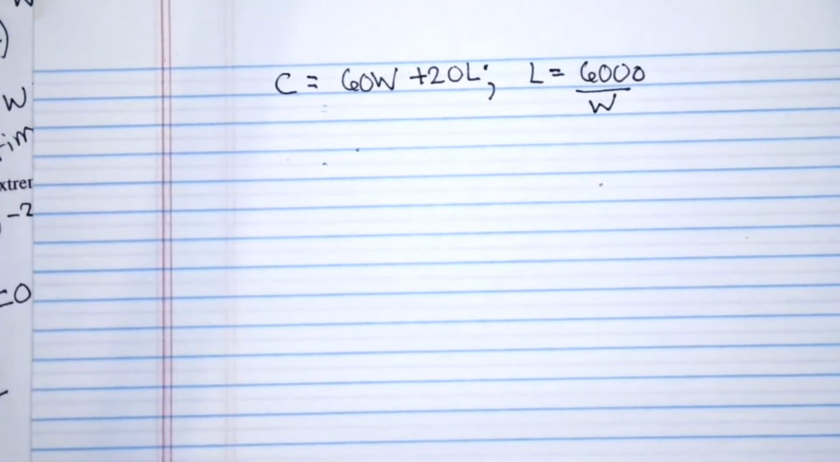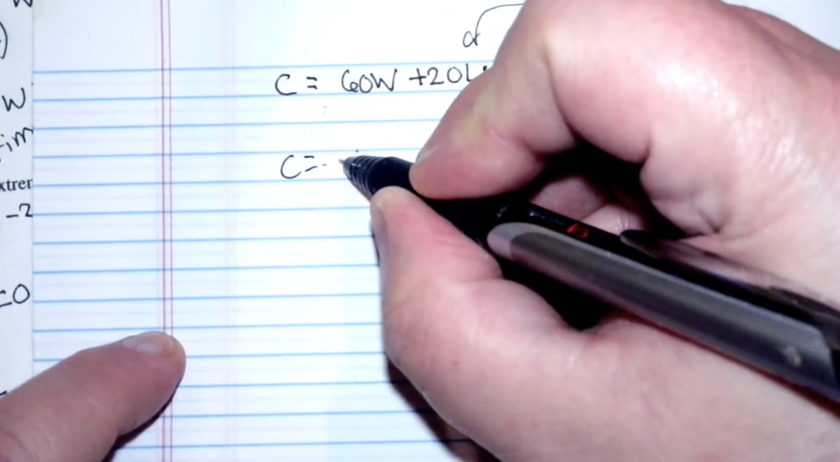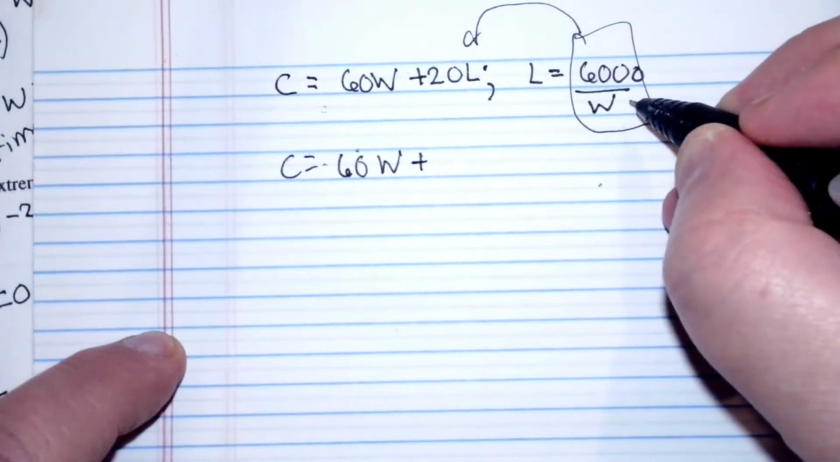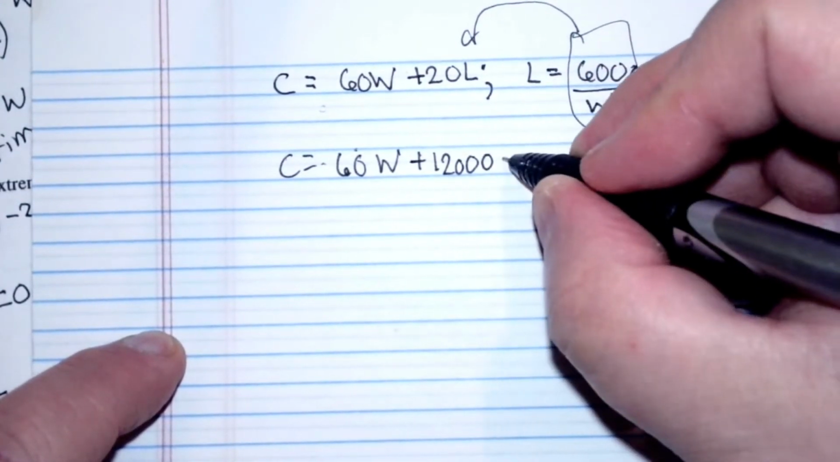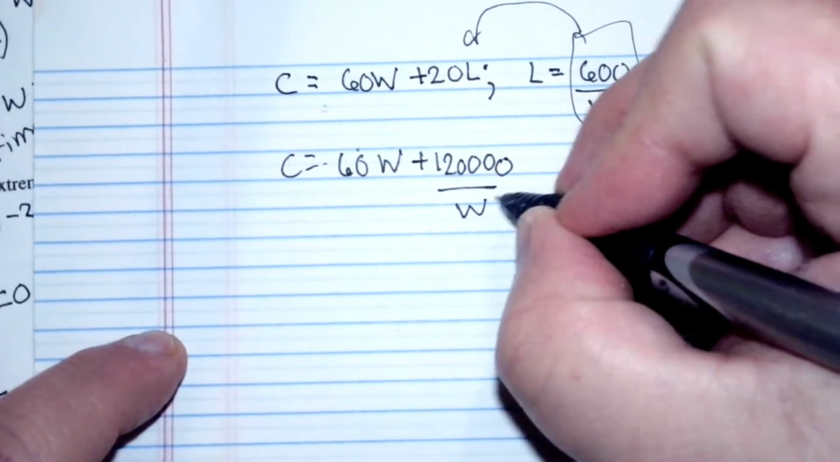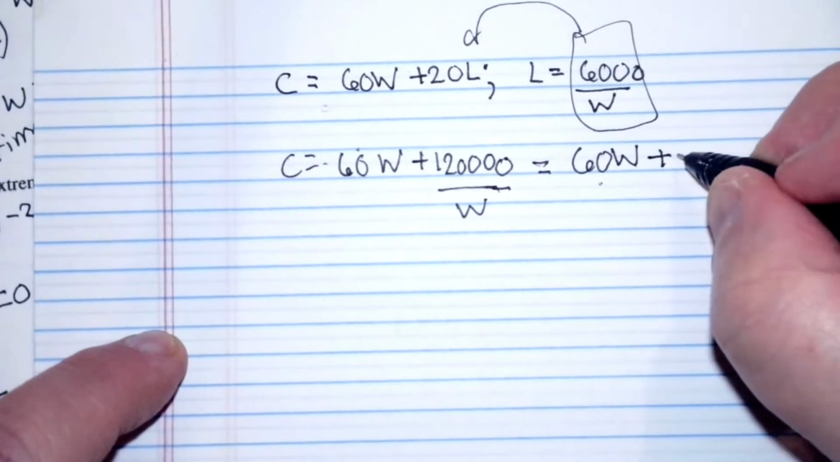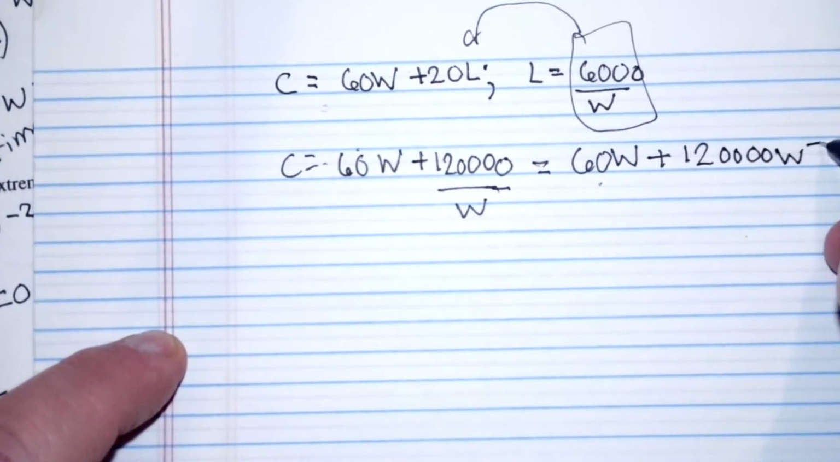So those are the two equations we need to combine. So we will just substitute this in for L, and we get C equals 60W plus 120,000 over W. Or, to make it easier to differentiate, since that's what we're going to have to do, let's rewrite it as 60W plus 120,000 W to the minus 1.